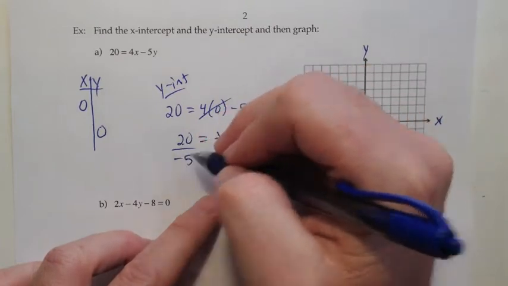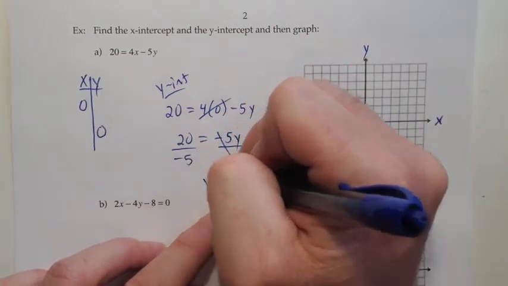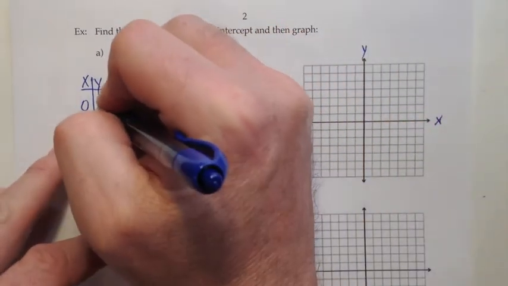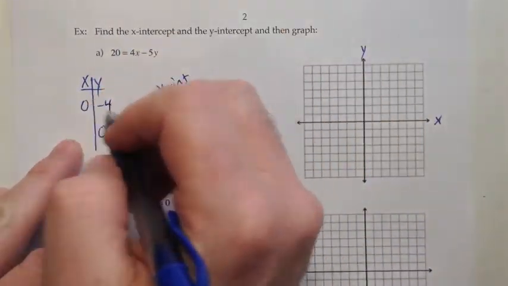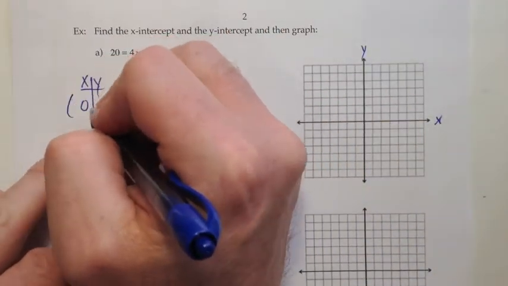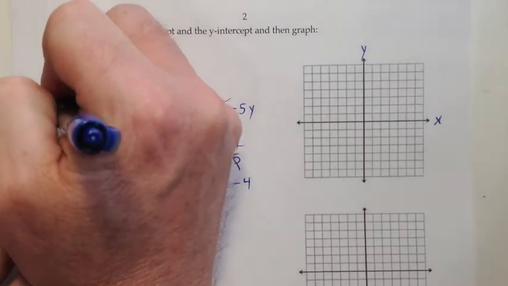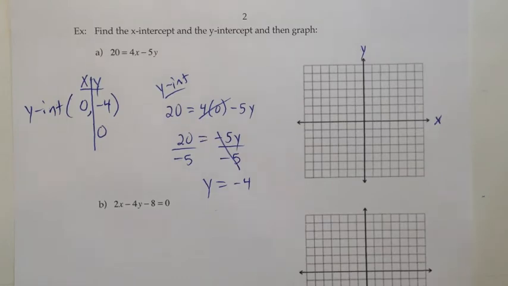Here they cancel. On the other side we would simplify that, and y would be equal to 20 over -5, which is -4. I could fill that in, and that's fine the way it's written, but just to make it look like our normal intercept, I'll add those parentheses, and there's our y-intercept. So the x-intercept is very similar.